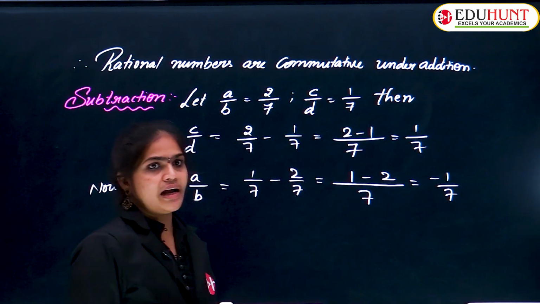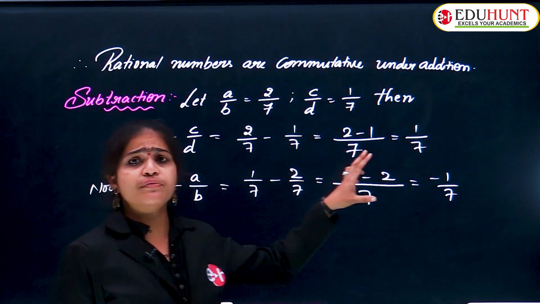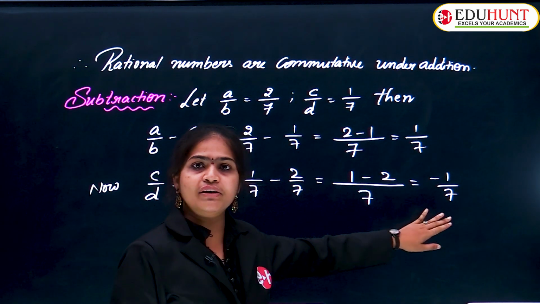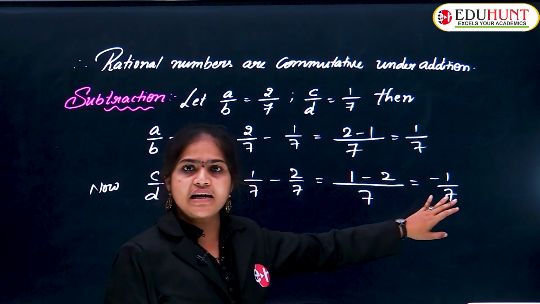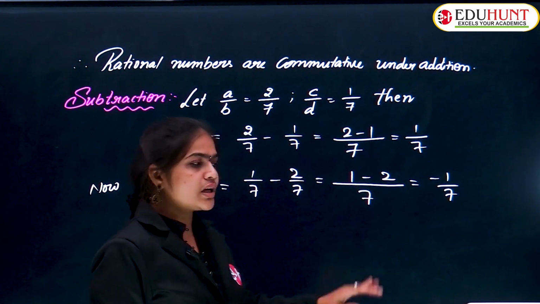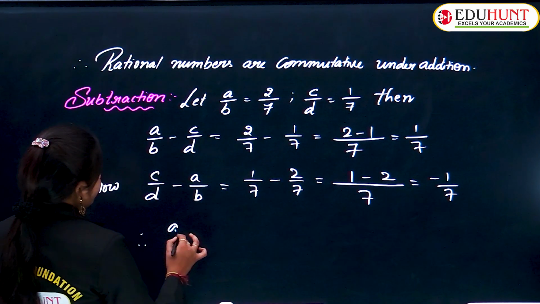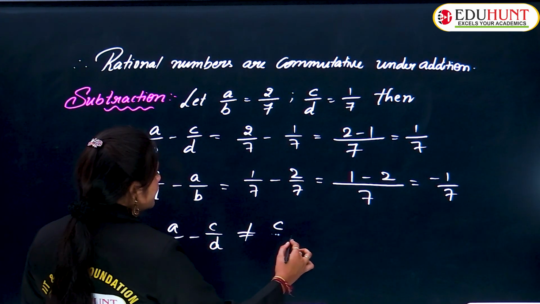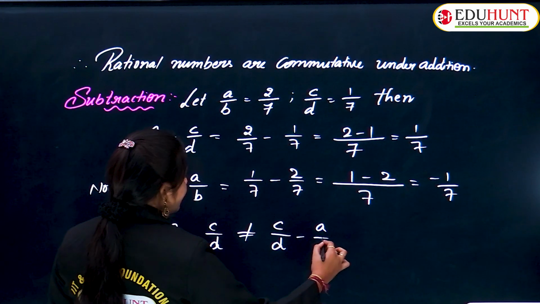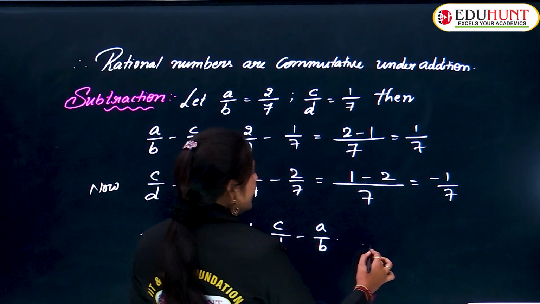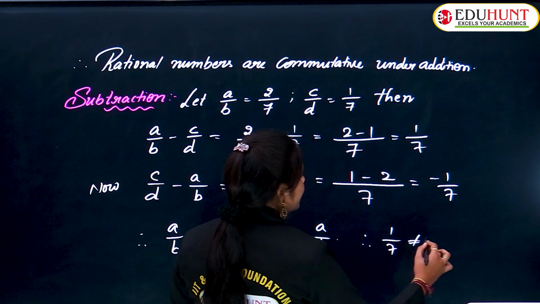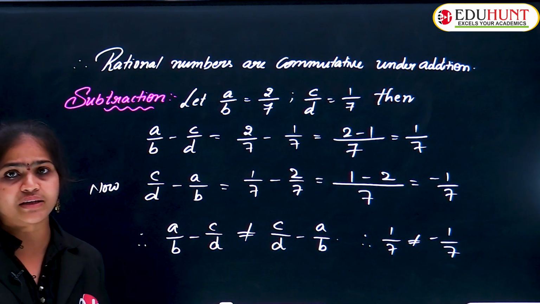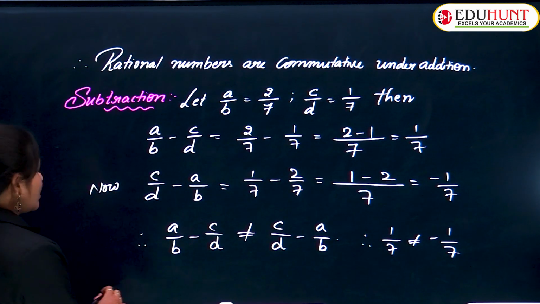Children, just observe that in these two cases we are not getting the same resultant. Here we got a positive value, here we got a negative value. That's why we can't say those two values are the same. Since a/b minus c/d is not equal to c/d minus a/b, and 1/7 is not equal to minus 1/7, those two are not equal. Understood?